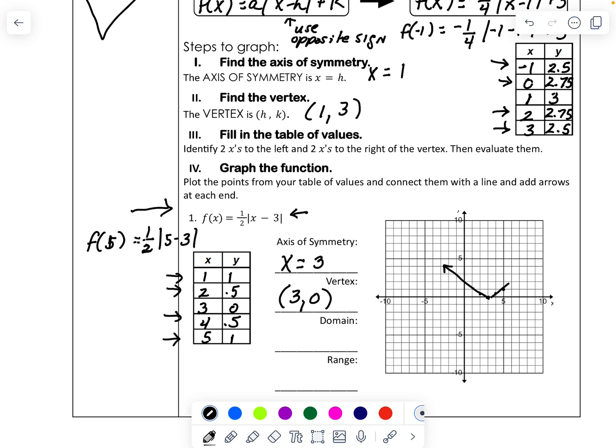Remember, it has to be in the shape of a V, right? So then let's do our domain and range. So domain, it's going to the left forever, it's going to the right forever. Negative infinity to infinity. And my range, well, bottom, it starts at 0. I use a bracket, and it goes up forever. Just like that.